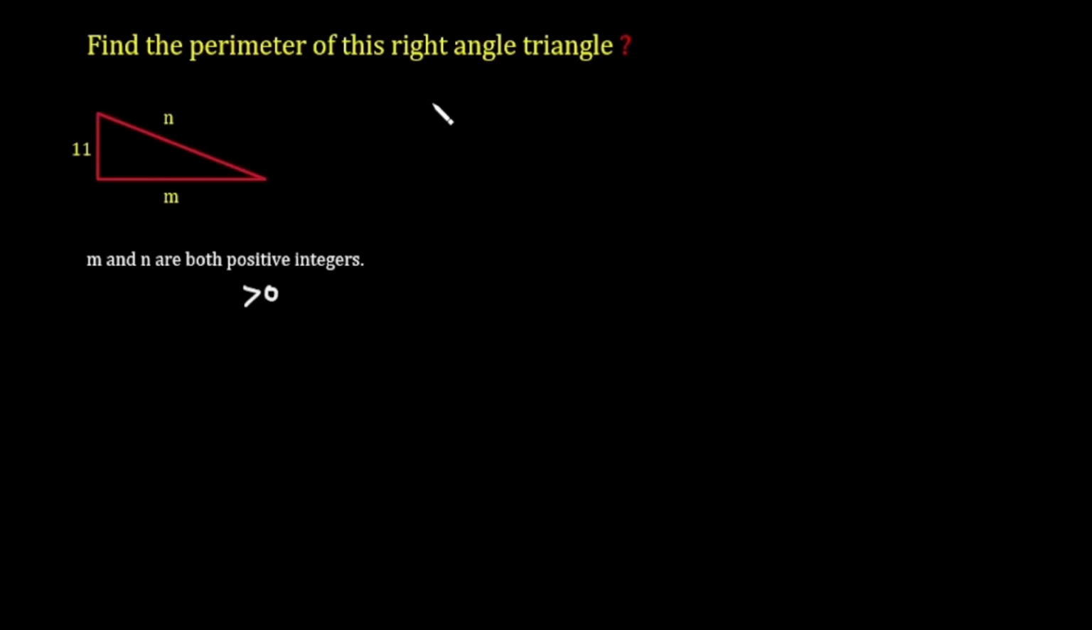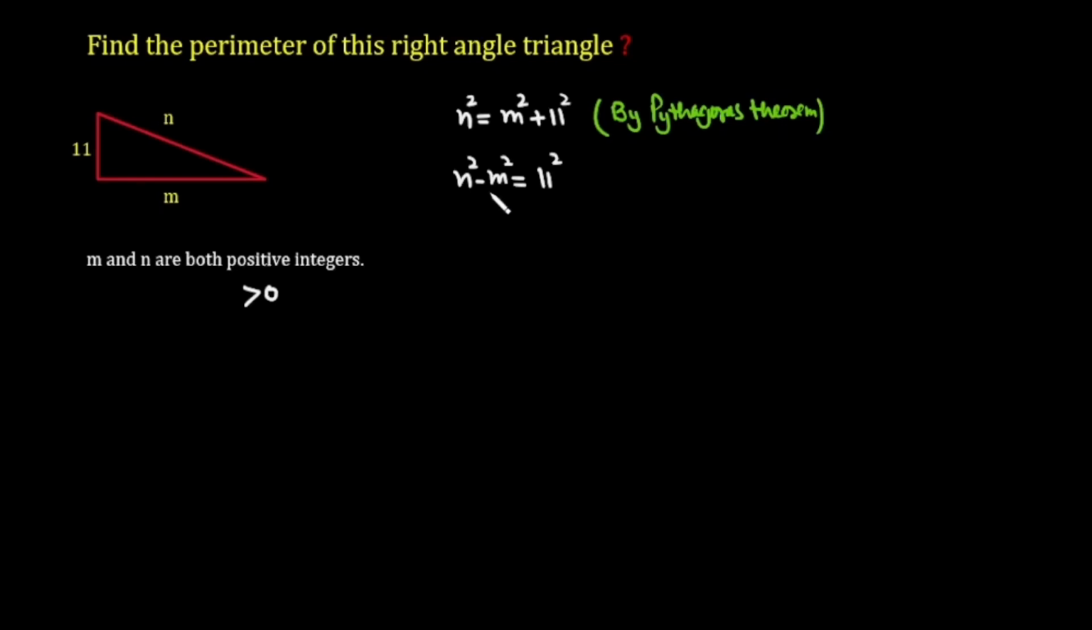So we all know that by Pythagoras theorem, n square is equal to m square plus 11 square. In the next step, shift this m square to the left hand side. So this is n square minus m square is equal to 11 square. This is our formula a square minus b square, so expand this left hand side.